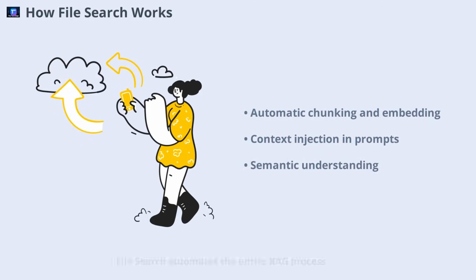File search automates the entire RAG process. It automatically chunks your files, generates embeddings, stores and retrieves them, and injects the right context into your Gemini prompts. All of this happens inside the same generateContent API call you're already familiar with. When you make a query, file search performs a vector search behind the scenes using the latest Gemini embedding model. This means it understands the meaning of your query, not just the keywords.